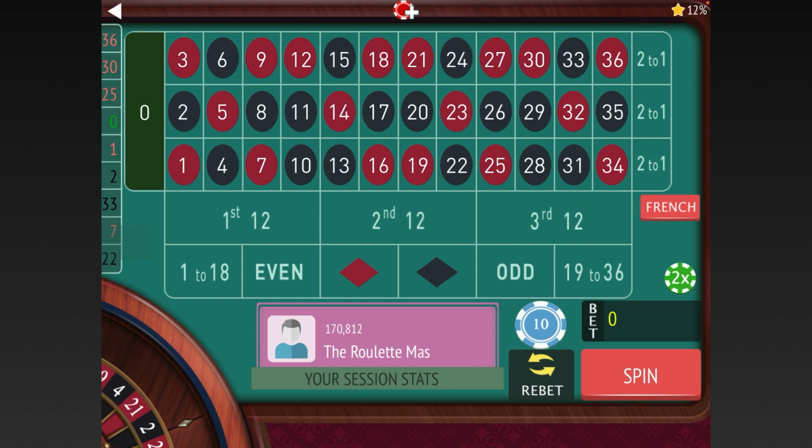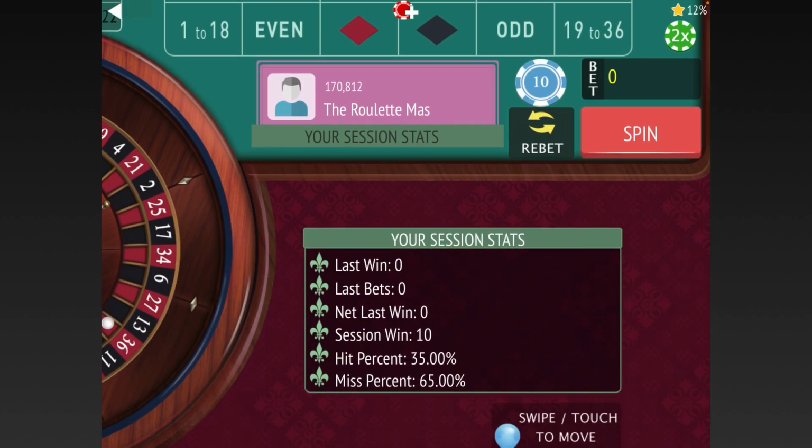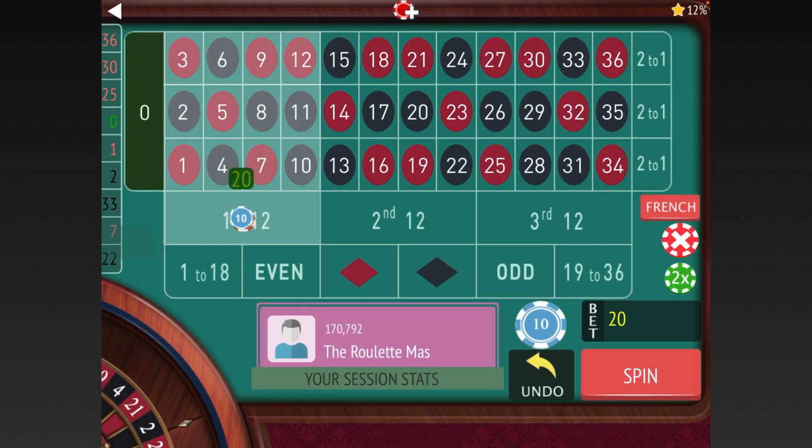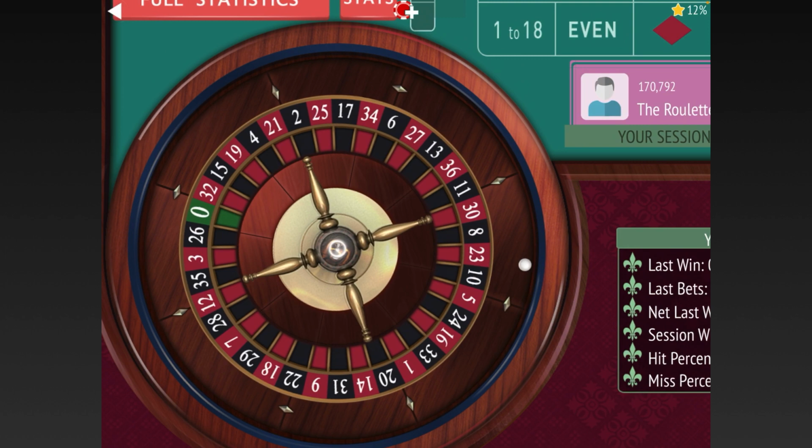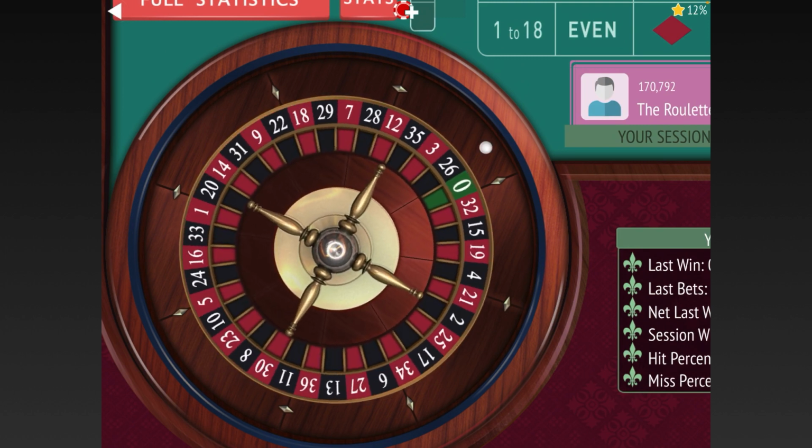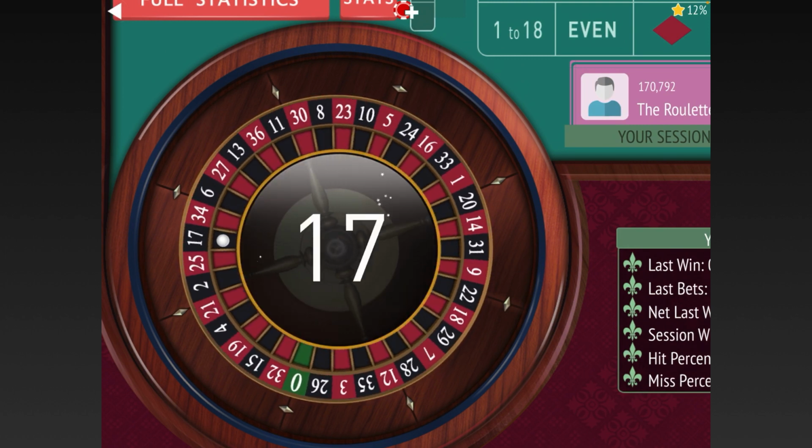So the next 3 bets are all going to be on first and second 12. We're going to do the 25, then the 30, and then the 36. So the third 12 will be vacant for those next 3 spins. We're up 10 right now, and since we got back in profit, we're starting back at 10.